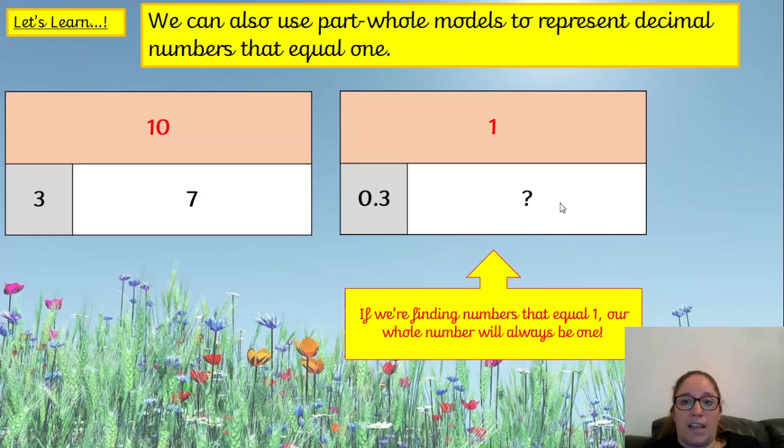What's going to go in this gap here? We're going to have 0.7. And you can see that this 10 here has been divided by 10 to get to 1, 3's been divided by 10, and 7's been divided by 10. So these numbers here are 10 times smaller.